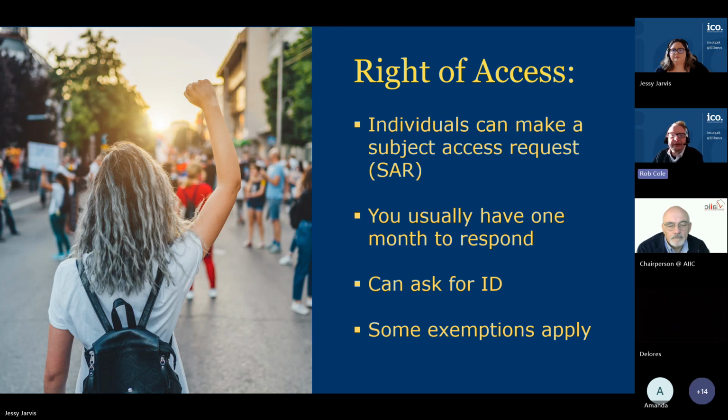The last thing really to mention is there are some exemptions from the right of subject access, which I'm not going to go into in huge detail here, but it does mean that in certain circumstances, some information can be withheld if an exemption applies.